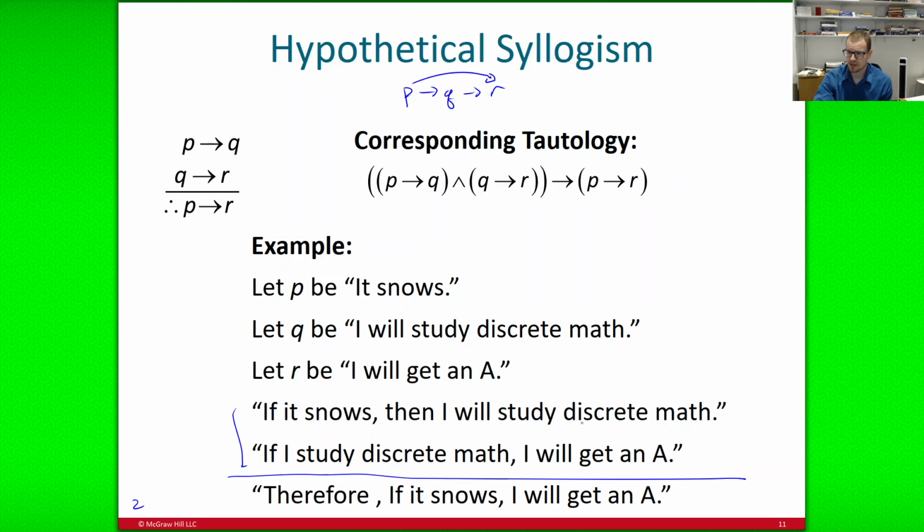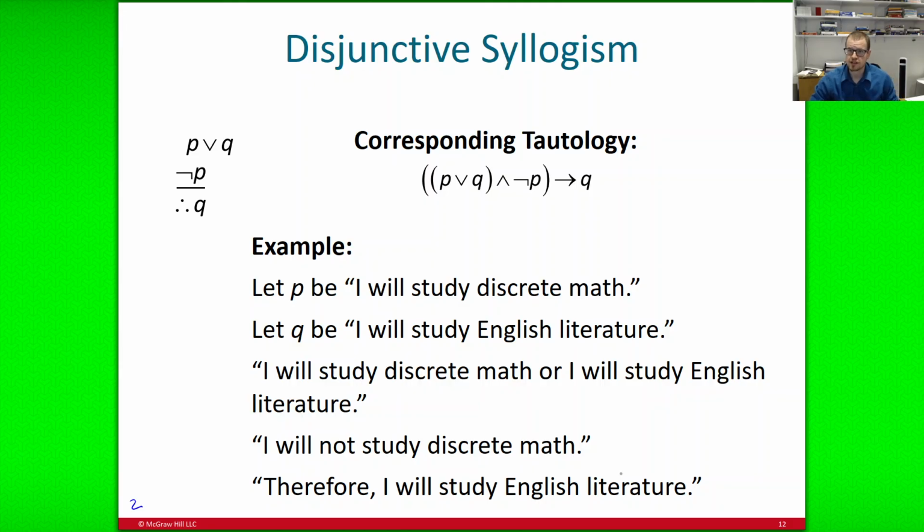If it snows, then I'll just study discrete math. If I study discrete math, I'll get an A. Therefore, through this transitive property, if it snows, I'll get an A. All right, disjunctive syllogism. So P or Q and not P. So if P or Q is true and not P is true, well, if this or that is true and I know this is false, then it must be that this one is true. Okay, that's what we're looking at.